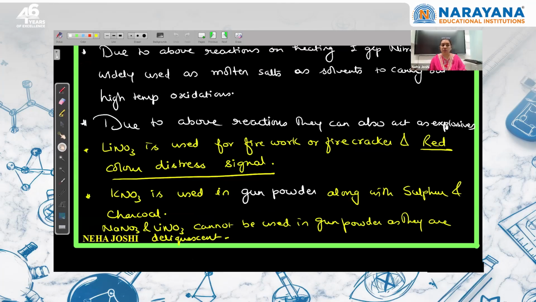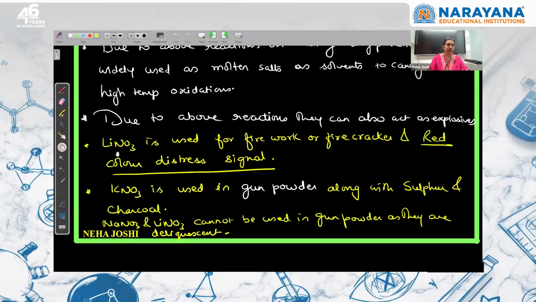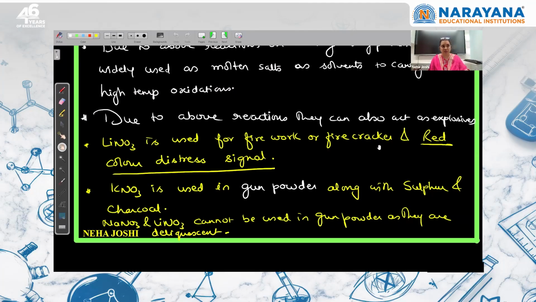They can also act as explosive because on heating, solid to gaseous transformation is there. So what happens is the sudden volume change will be there. If you keep it in a closed container and sudden volume change is involved, then due to that volume expansion, it acts as an explosive. Nitrates are usually explosive. LiNO3 is used for fireworks or firecrackers.